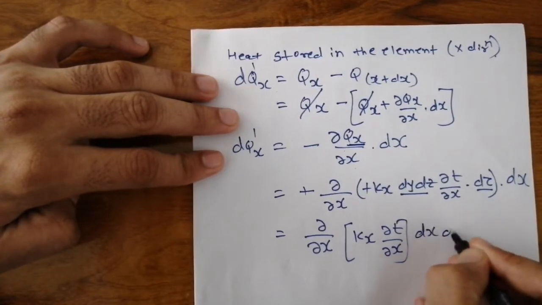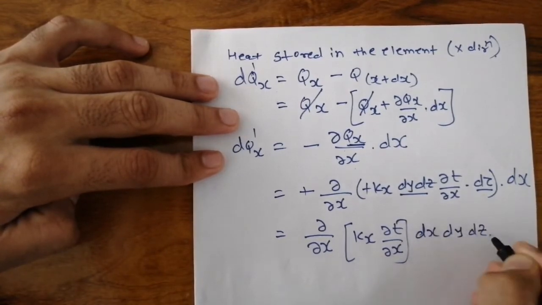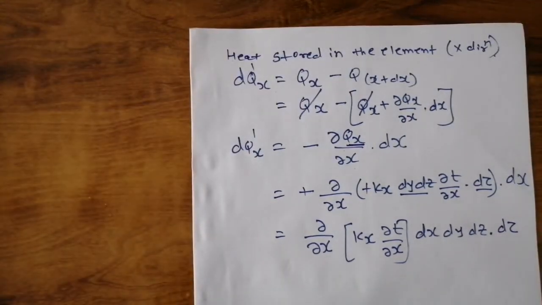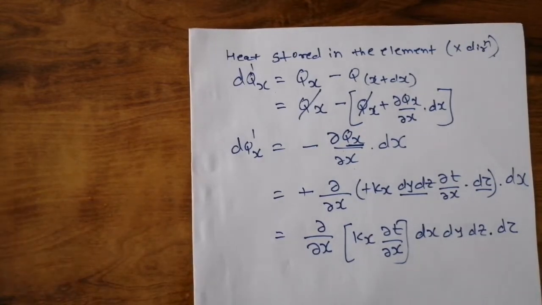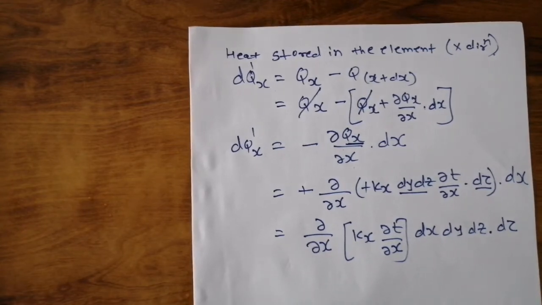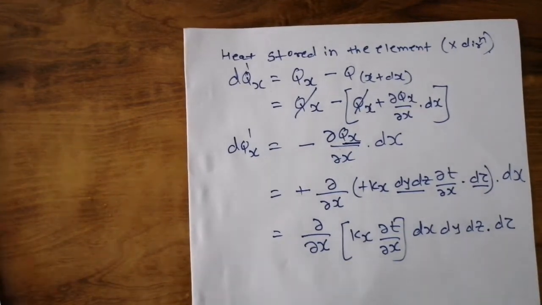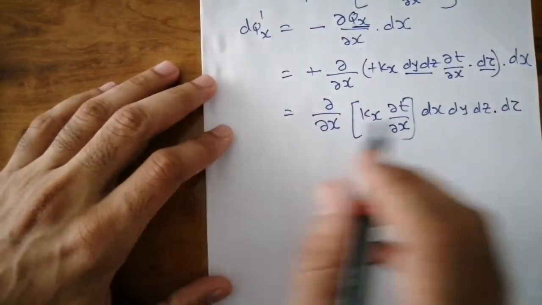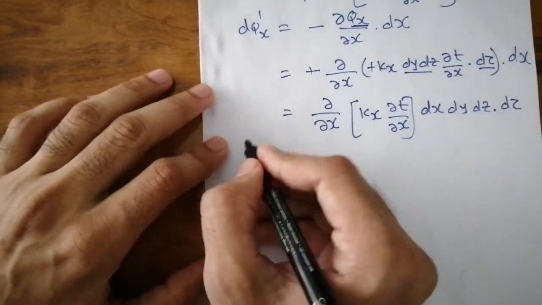So here consider dx dy dz into d tau over energy, or we can say the heat stored in the element in the x direction. Similarly, we consider the y direction, and the z direction will be considered similarly. We take this directly from this equation for the y direction as well as the z direction.